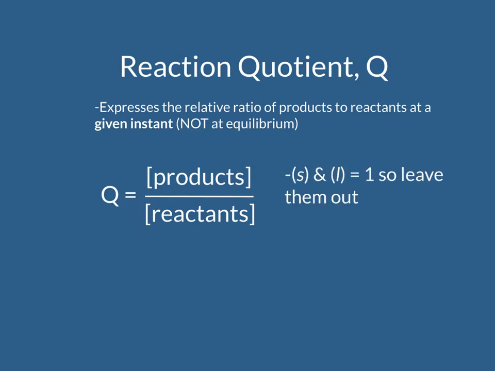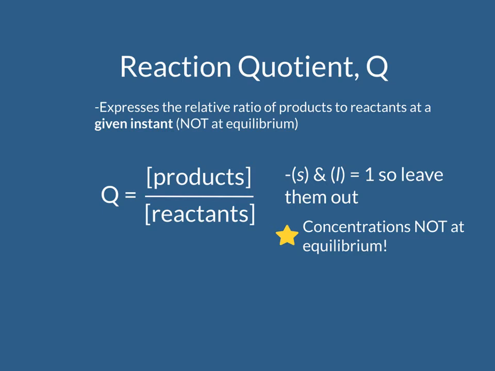If you have any solids or liquids, they're going to equal 1, so leave them out of your equation. So you're only going to include those compounds that are in a gaseous or aqueous state. Again, the key difference between Q and KEQ is that these concentrations for products and reactants are not at equilibrium when calculating for Q.